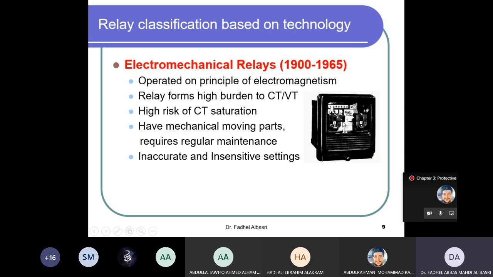Because they have moving parts, there are issues with maintenance, so they require more regular maintenance. They have inaccurate settings or a wider, insensitive setting range. Your settings are limited as compared to other technology. I'll show you later in the comparison.